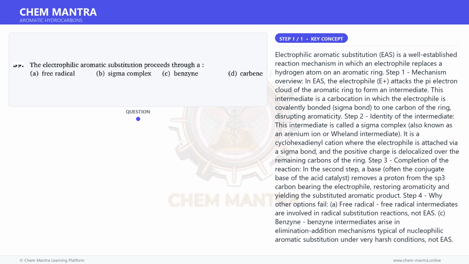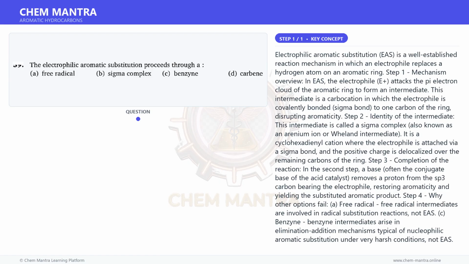Step 3: Completion of the reaction. In the second step, a base, often the conjugate base of the acid catalyst, removes a proton from the sp3 carbon bearing the electrophile, restoring aromaticity and yielding the substituted aromatic product.